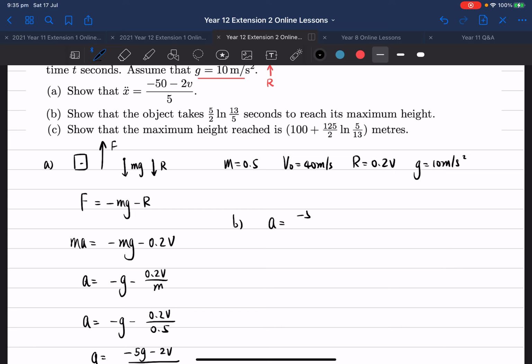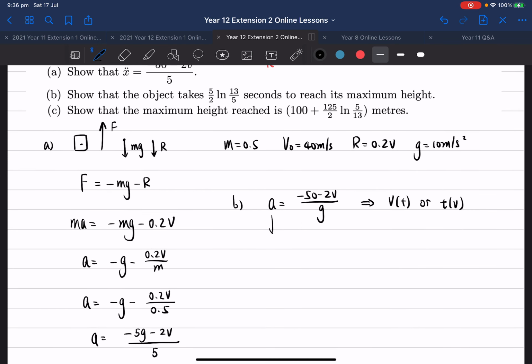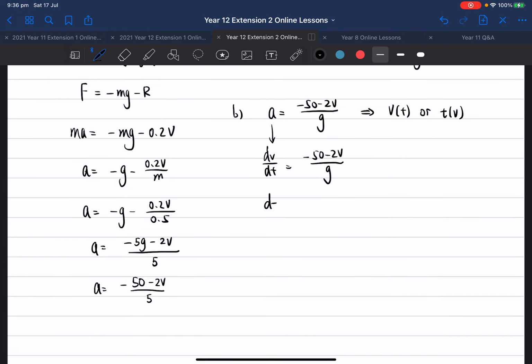A is equal to minus 50 minus 2v over g. We need to get the vt function, or the tv function, doesn't matter which one, because at the end we set the velocity equal to 0 to find the time. Looks like the tv function is even better. All right, so the step here is we need to change the a into dv over dt. We need to take the reciprocal of both sides.